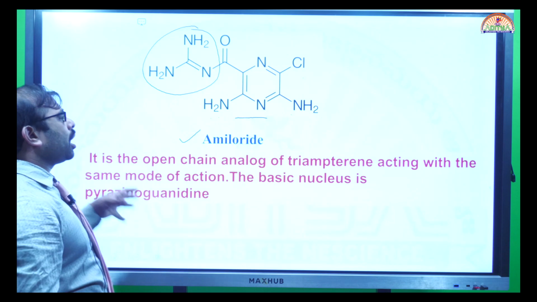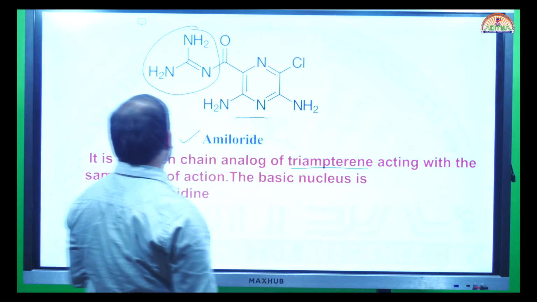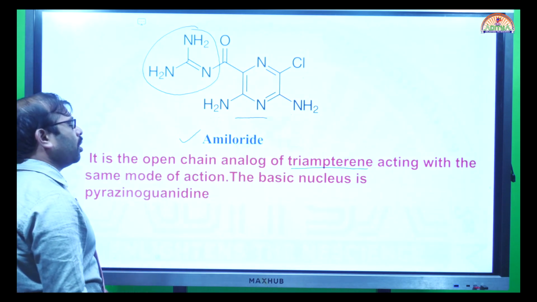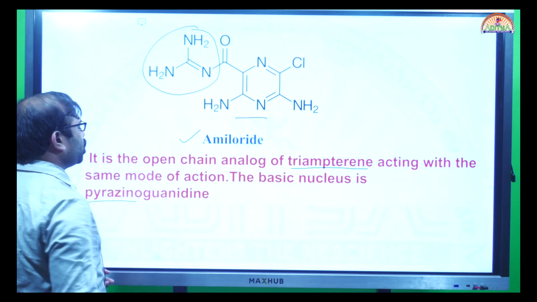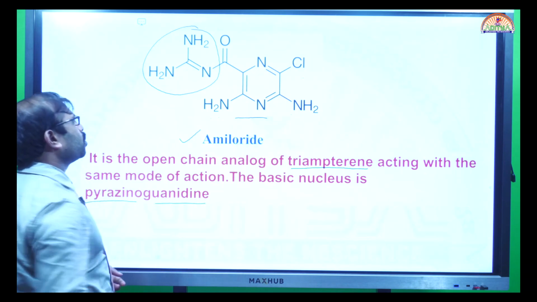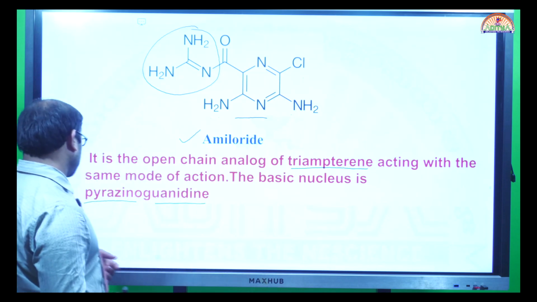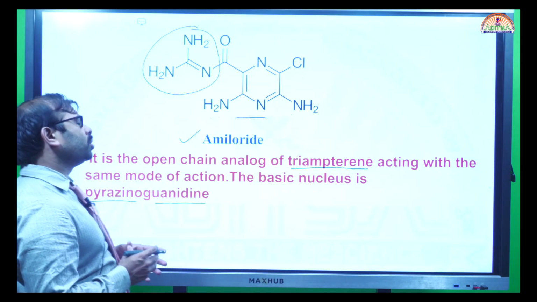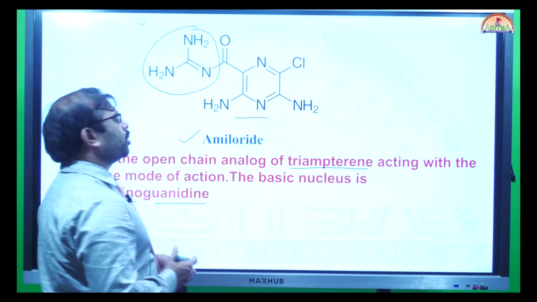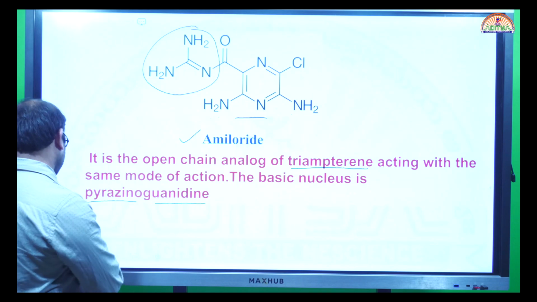So it's an open chain analog of the previous drug, acting with the same mechanism of action or mode of action, and the basic nucleus is similarly a pyrazino-guanide moiety. Okay, so both amiloride and the previous drug show a similar kind of mechanism of action. That's how these potassium sparing diuretics show their mechanism of action.